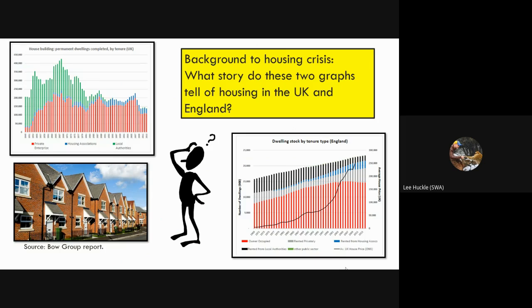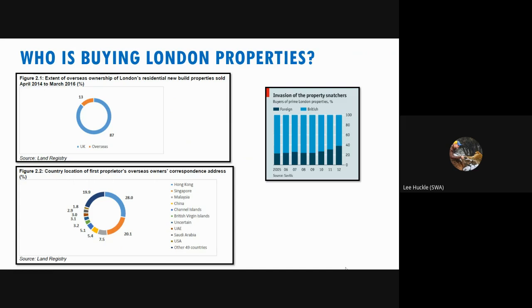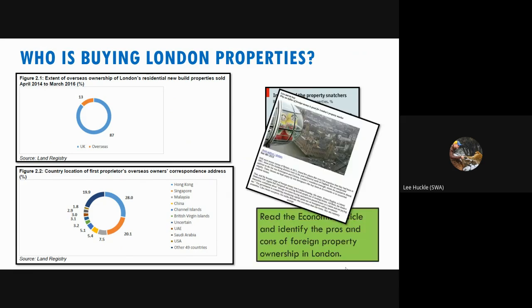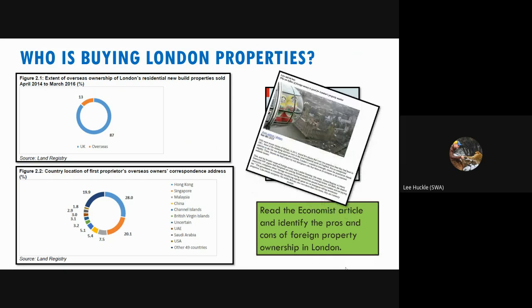We then looked at some data, looking at the background to the UK housing crisis and what story these 2 graphs tell us of housing in the UK, and linked that into who is buying London properties. There were some articles about the invasion of the property snatchers, where foreign people were buying up property in London, for example, and where they were from, and why they were buying them. There's a really good article that you read through and made some notes on, on why an influx of foreign money is good for the London property market.